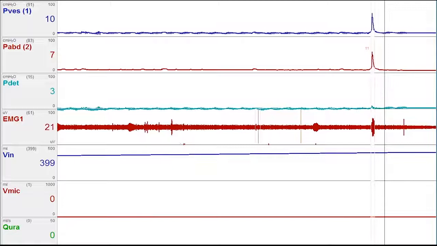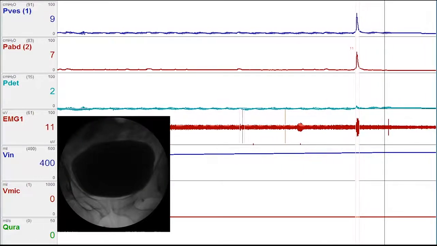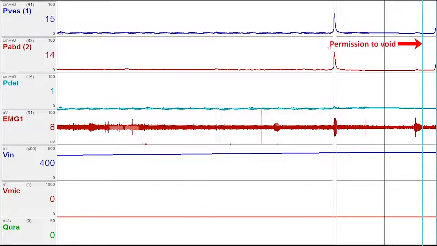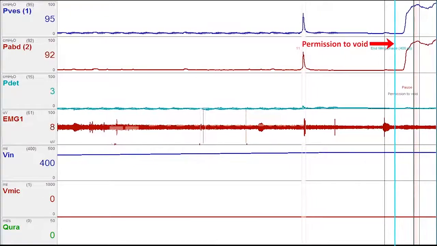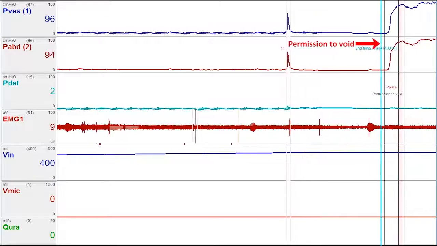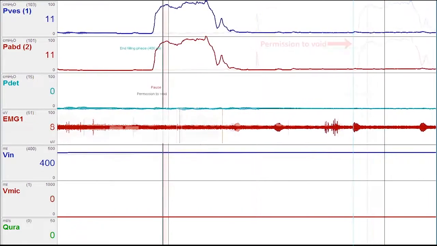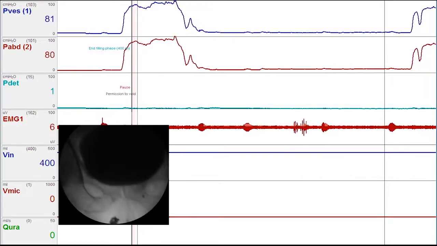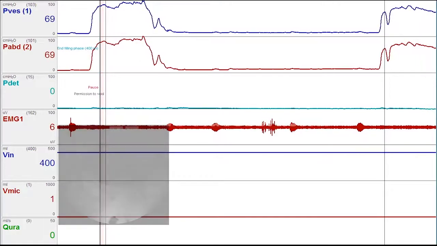We have filled the bladder to 400 cc, but he still has no sensation of bladder fullness. We are now asking him to try and see if he can void. The patient is applying abdominal pressure but has been unable to generate any detrusor pressure. He continues to try and void by Valsalva maneuver, but we see no contrast in the posterior urethra as yet.